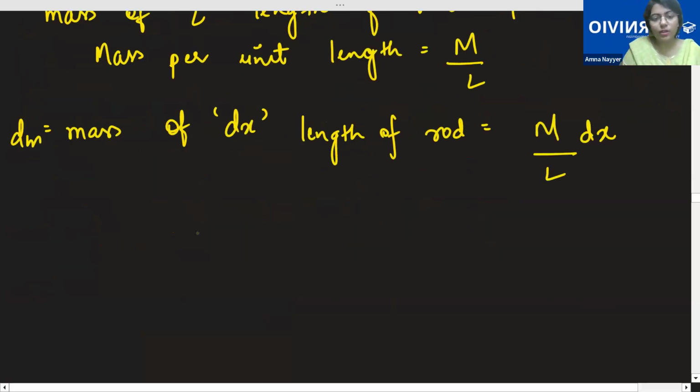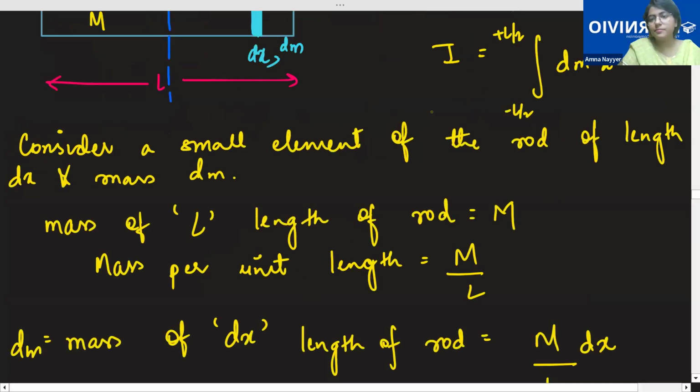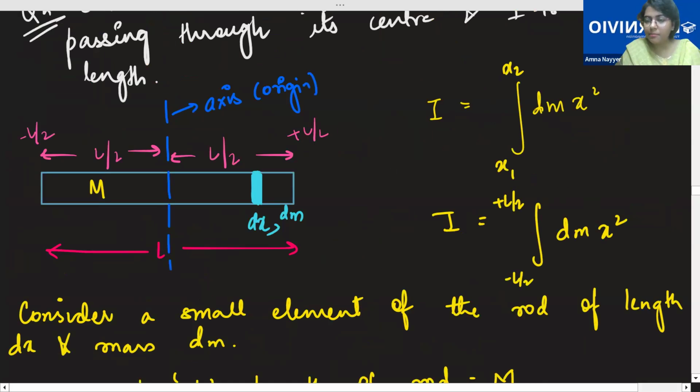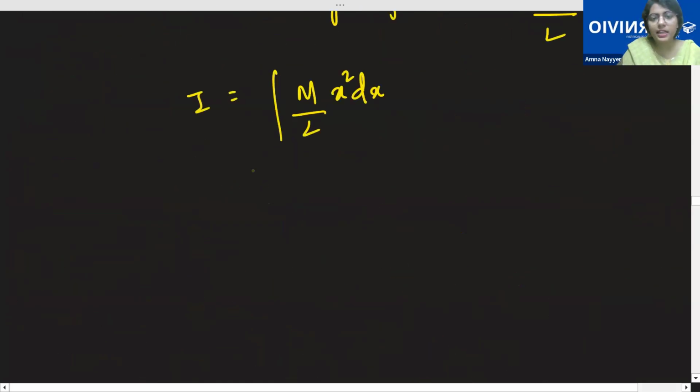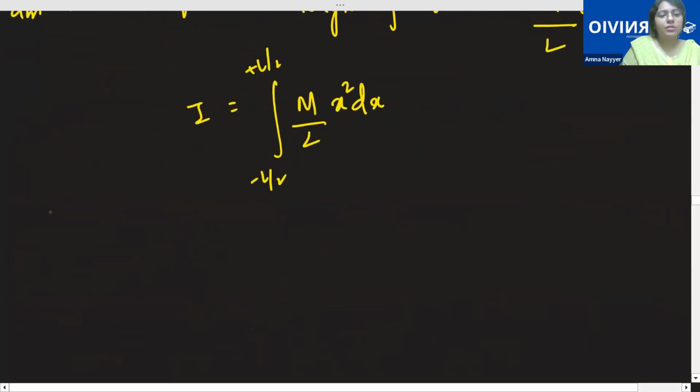So I is equal to moment of inertia is equal to, instead of dm we will get m by L x dx, x square actually. X square is here. This is x square. Dm is m by L into dx, and this x square is already present. Integrating from minus L by 2 to plus L by 2. First tell me till here, is it clear? Yeah, ma'am.